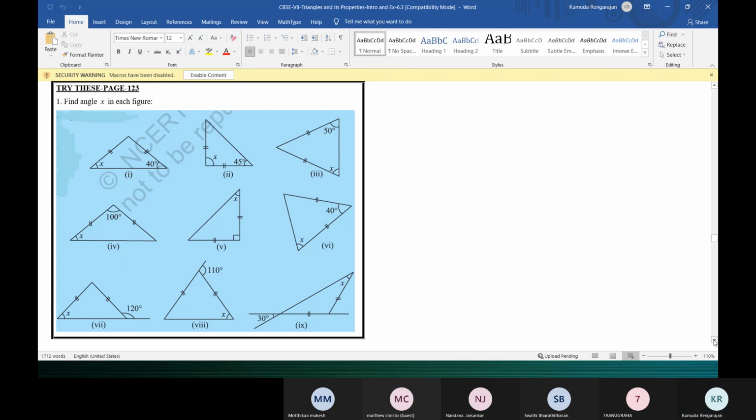Yes, ma'am. By isosceles triangle property, we know that the opposite side of x is equal, ma'am. So x will also be equal. So it will be 40 degrees, ma'am. Correct.